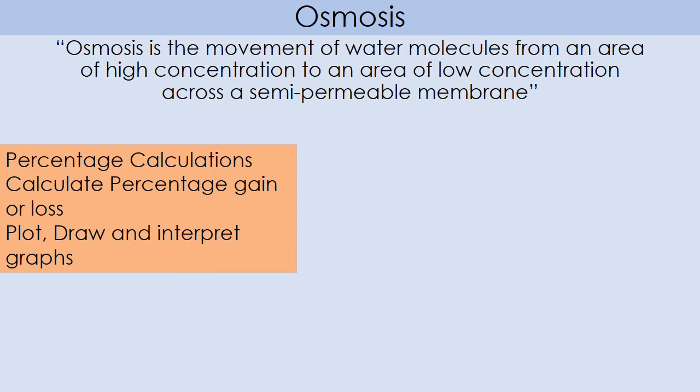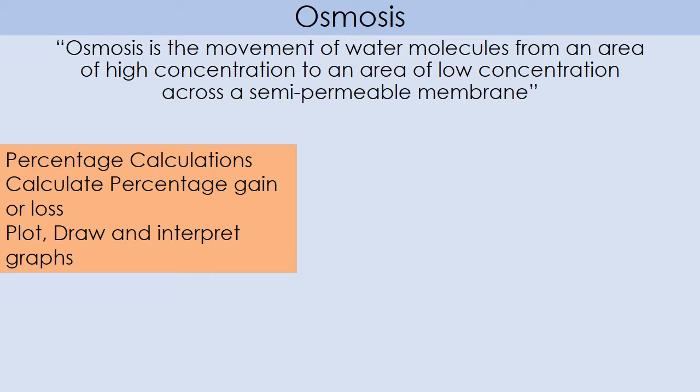To do this, you need to know about percentage calculations as well, calculating percentage gain or loss, and you need to be able to plot, draw and interpret graphs. With osmosis, generally just knowing the definition, knowing that it's the movement of water, it's actually diffusion with water and it's going across that semi-permeable membrane. Again, it's a passive process, no energy is needed.